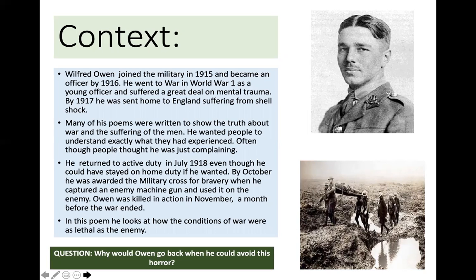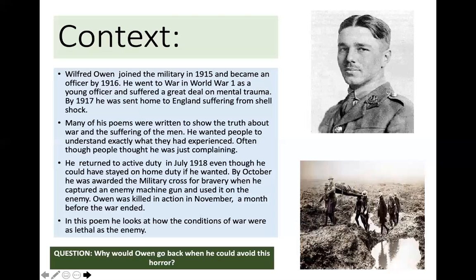So it contrasts what we kind of think about writing and writers. Here we have a writer who is actually living what he writes. Unfortunately, he was killed in action in November, just a month later, and the month before the war actually ended. So in his poems, he looks at how the conditions of war were as lethal as the enemy, and not just the conditions, but also the idea of war as being somewhat pointless in itself.